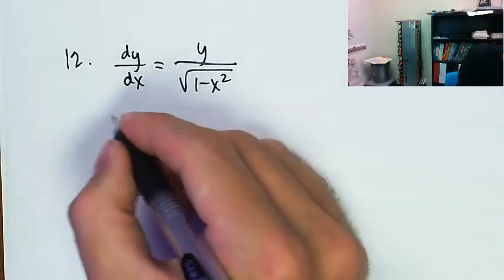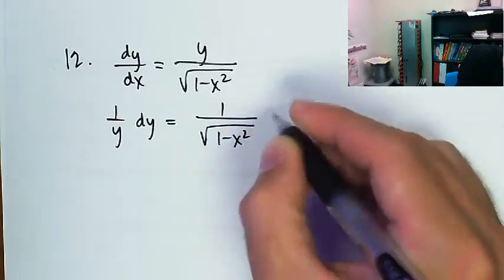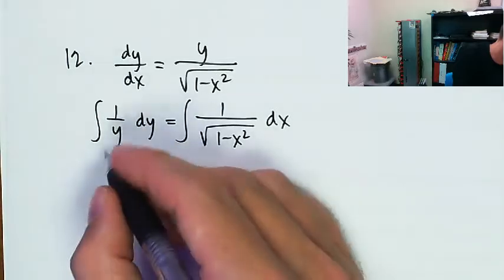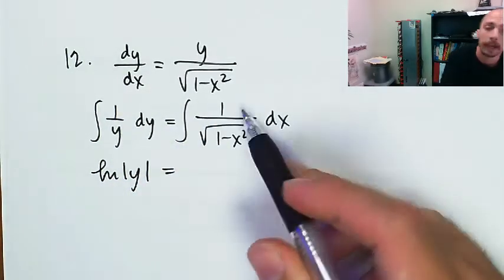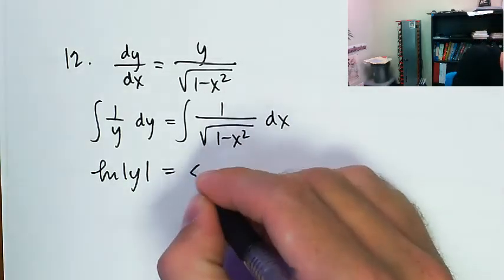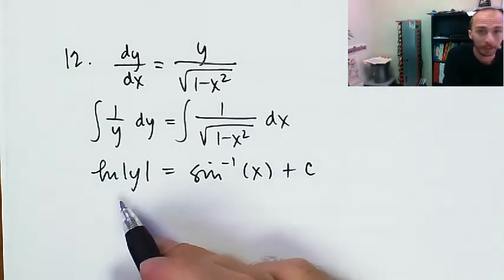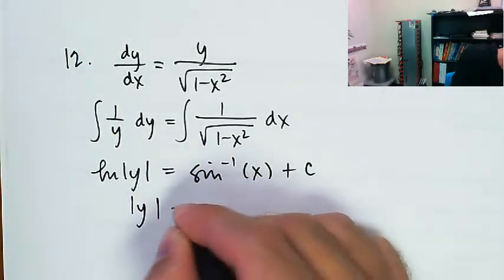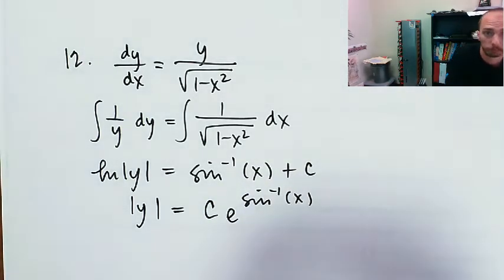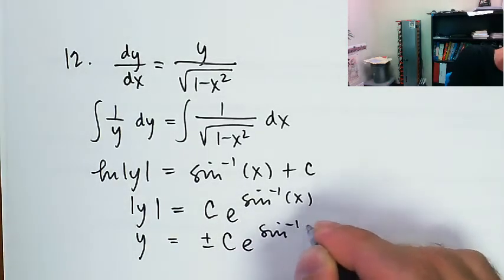I'm going to separate variables, so I'll have 1 over y dy. Oh, this one's going to be wild. 1 over the square root of 1 minus x squared dx. Anti-differentiate both sides. I'll have antiderivative for 1 over y is going to be log of the absolute value of y. An antiderivative for 1 over the square root of 1 minus x squared, that's inverse sine, that's arc sine, plus c. Now I'm going to take e to both sides power. And absolute value of y equals ce to the arc sine of x. And y equals plus or minus ce to the arc sine of x.